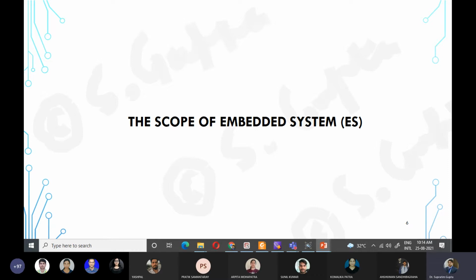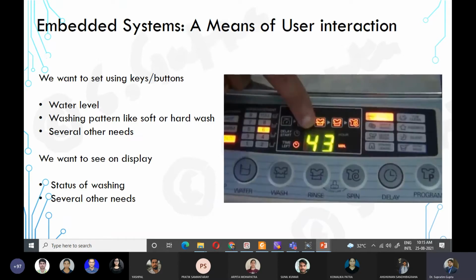So now, before we study this 8085 or 8051 architecture, we should motivate ourselves as to why we should learn this and how these are going to be used in our day-to-day life. So we will try to find the scope of the embedded system, and mainly understand where it is actually applied.